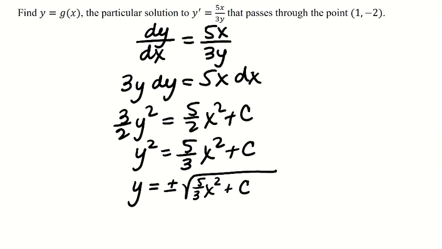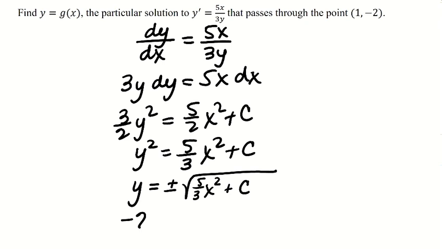Okay, so that's my general solution. We got plus or minus the square root of 5/3, or 10 over 6, if that's how you feel, x squared plus c. And what's going to happen is I'm going to need to plug in 1, -2. But there's this plus minus thing. This is like always a tripping point for people on the separation of variables. Okay, the plus minus thing, what do?